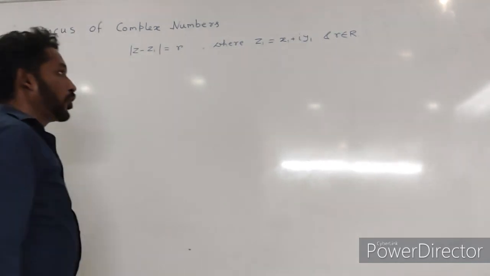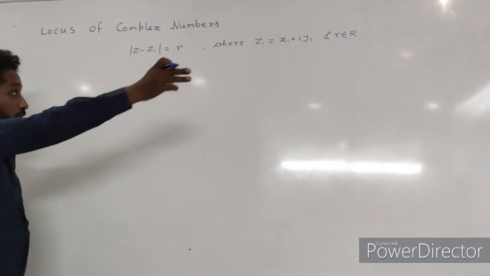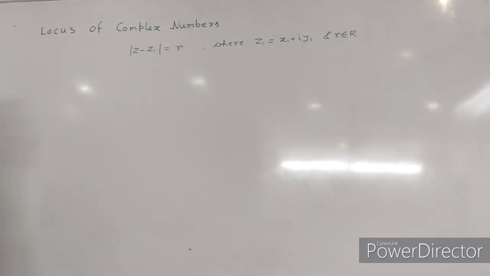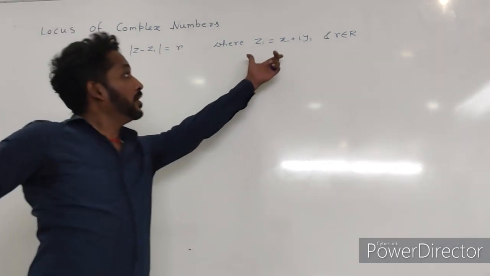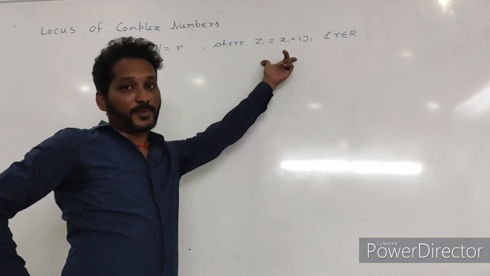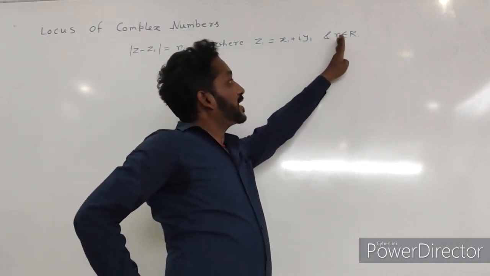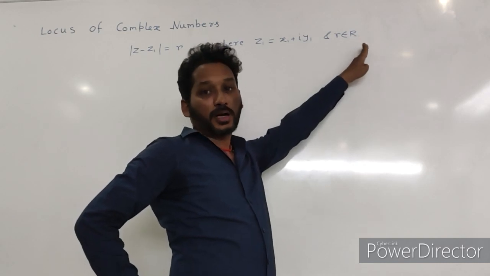Now suppose we want to draw the locus for this equation. Mod of z minus z1 is equal to r, where z1 is x1 plus i y1. z1 एक fixed point है, x1 plus i y1 दिया हुआ है, और r भी एक constant है that belongs to real number, r is a constant.